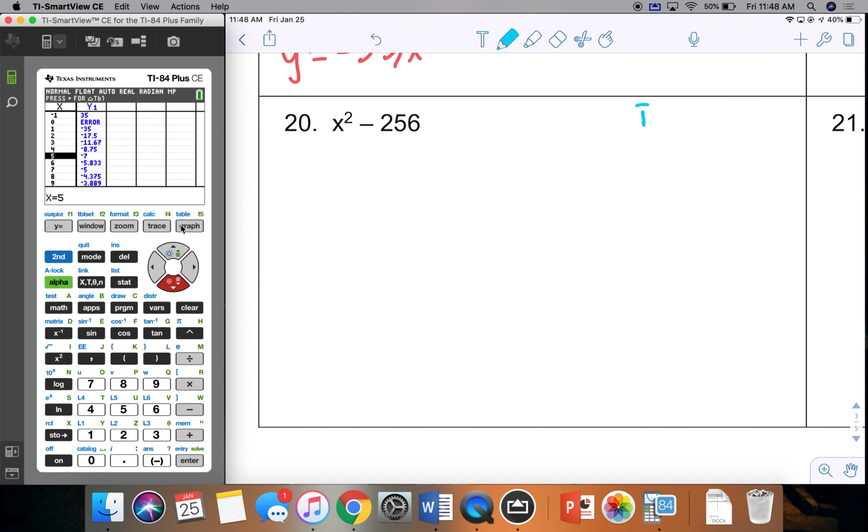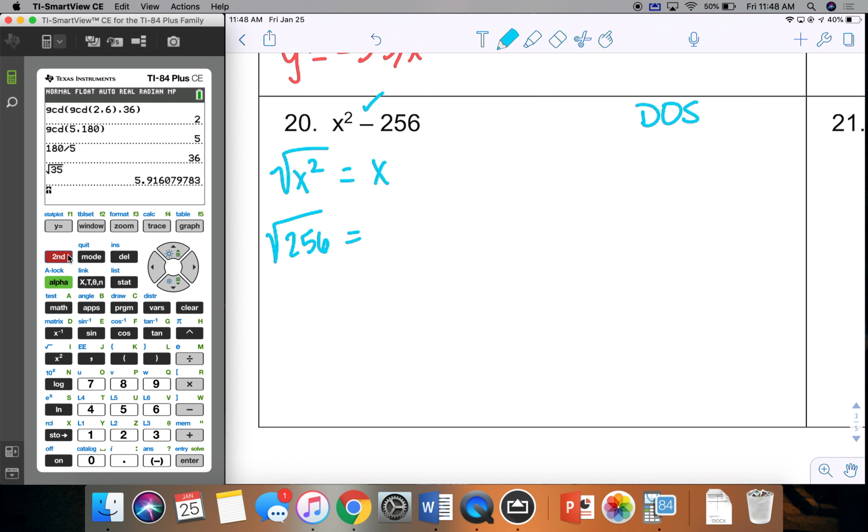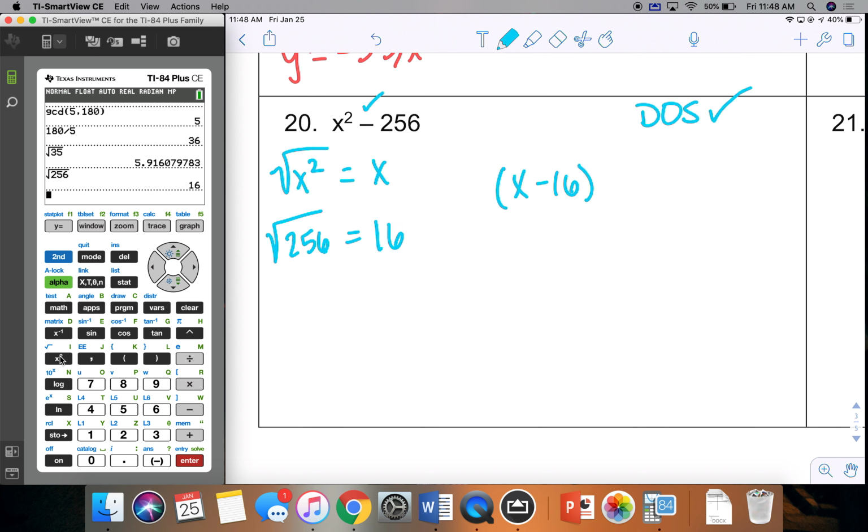Problem 20, I see two terms, so I'm going to check for difference of squares. It does have two terms. It does have a minus sign, so last thing I need to check is if I can take the square root of both terms. So the square root of x squared is x. In my calculator, the square root of 256 is 16. So this is a difference of squares. I follow the formula on my formula chart, which is a minus and a plus, and the square roots go in the same order that they were originally listed in.